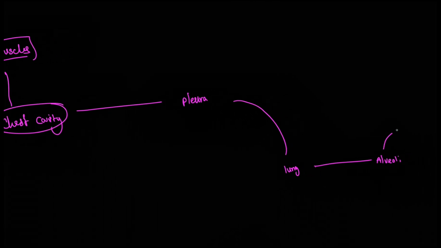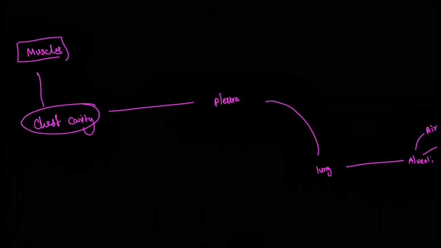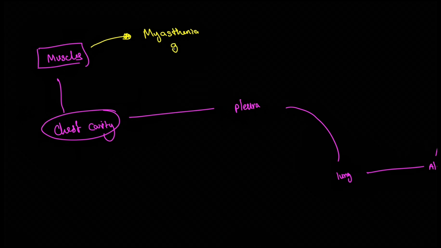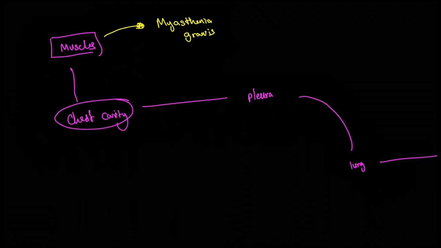I could say in the alveoli, the pressure created by the air and the pressure created by the fluid, which is surface tension. So we have seen what are the muscles, and if the muscles are paralyzed, for example, myasthenia gravis, the inspiration or the expiration will be really hard. Oh yeah, I just forgot to tell about the expiration.